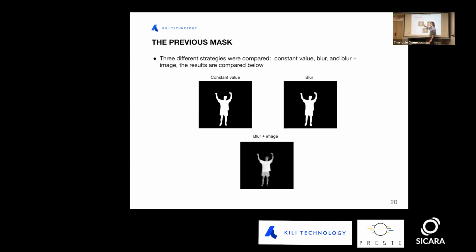And this is just what each of them looks like. The constant value was the best one for us. Then the blur looks like this, and you have blurred edges. And this is adding information from the images. The problem with this is that you're going to have lots of variation from one image to the other. But the idea was that this might be good for detecting some edges, for example here in the t-shirt.